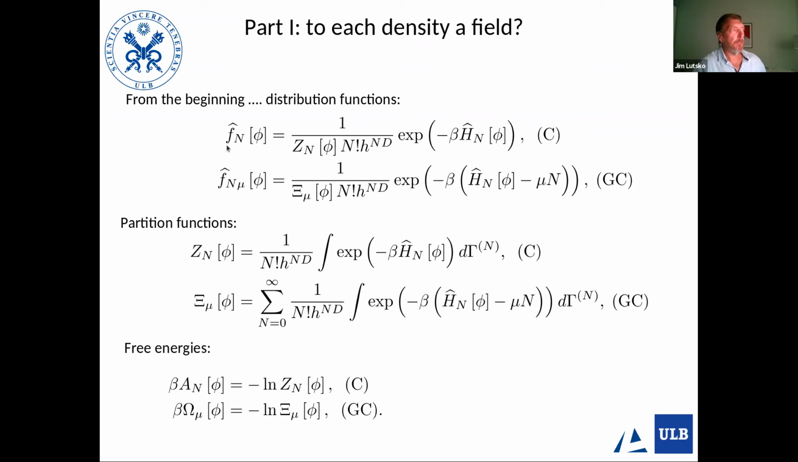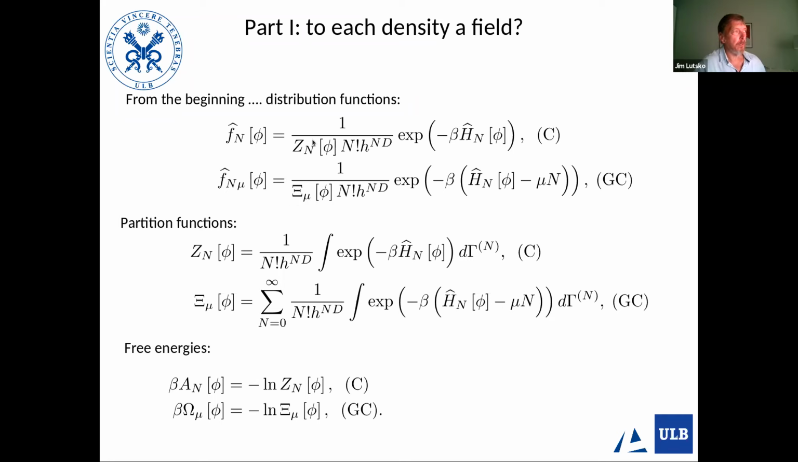To begin with, I'm going to define, or state, the distribution functions. This is the usual canonical distribution function with the Hamiltonian here, these usual factors, the combinatorial factors and Planck's constant in front, and the partition function, which I've written out down here. And this is the equivalent for the grand canonical ensemble. The only difference is that we have the chemical potential in this expression, and we have the grand canonical partition function. And that's written here.